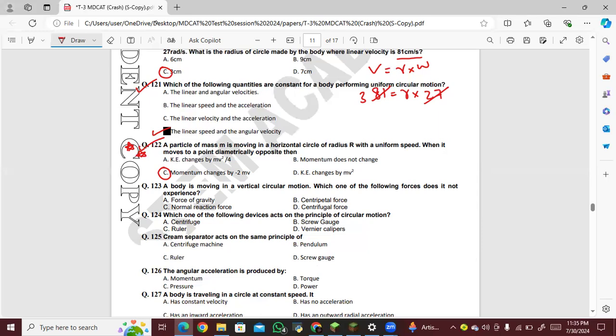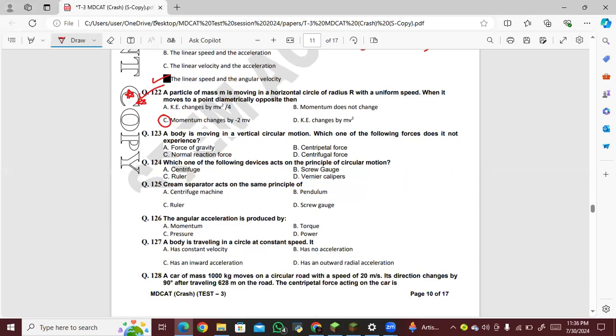So we have done question number 122, now question 123. A body is moving in a vertical circular motion. Which one of the following forces does it not experience? In a vertical circle, there is no normal reaction force because the body is not in contact with any surface, because the normal reaction force acts on a body opposite to the weight. So the answer is C.